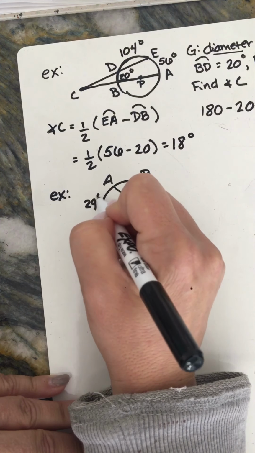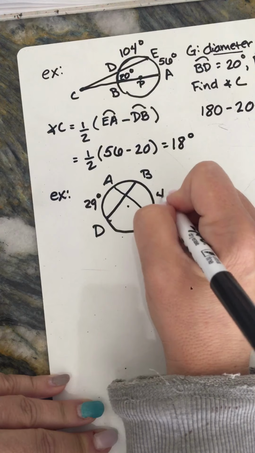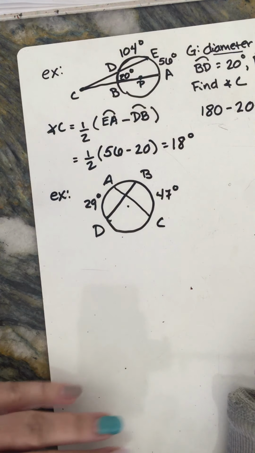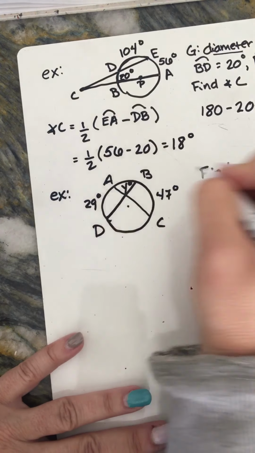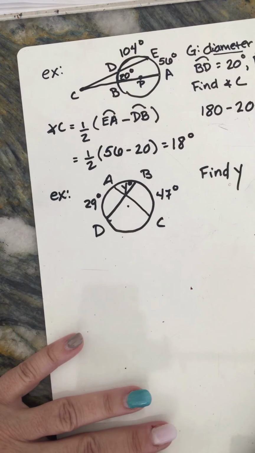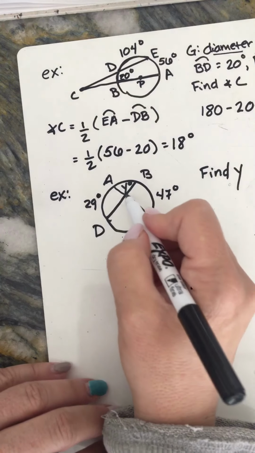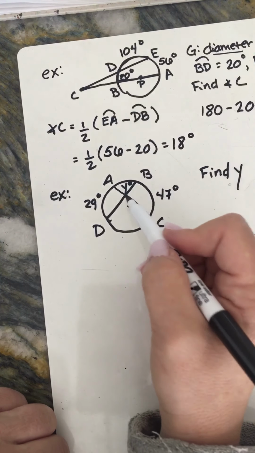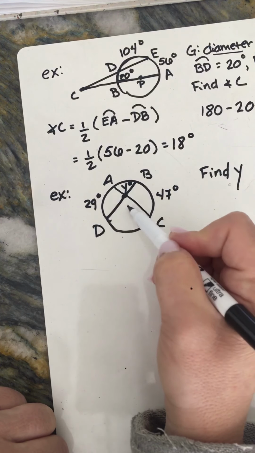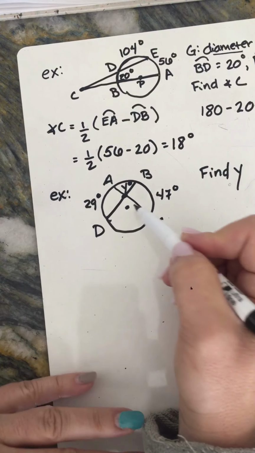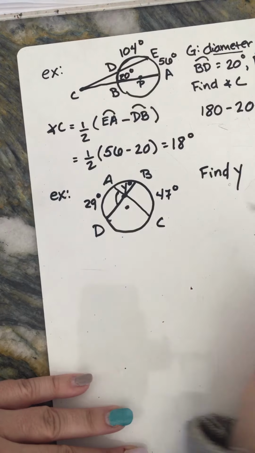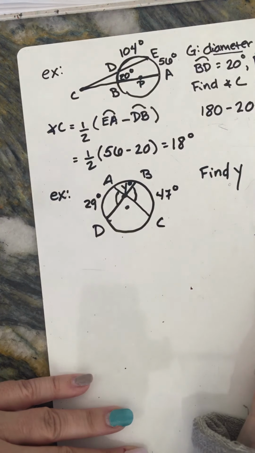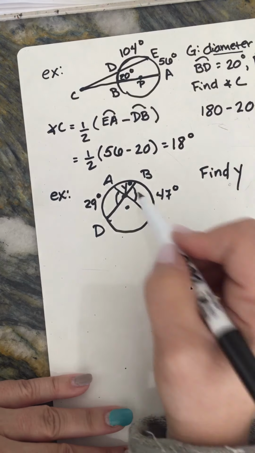And here's A, B, C, D. This is 29 degrees, that arc. This arc is 47 degrees. And this guy here is Y degrees. Find Y. Okay, be careful guys, this is not a central angle. Notice that it doesn't sit on the center. It's inside, but it's not on the center. So we cannot say that this is 29 degrees or that this is 47. Are we clear on that? Do not make that mistake. It's easy to want to do it.